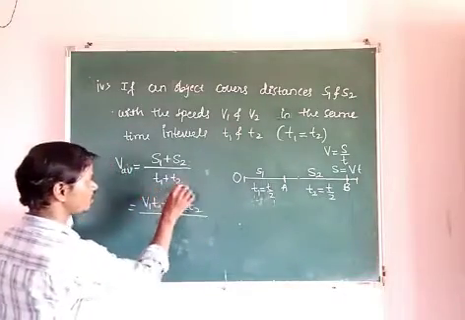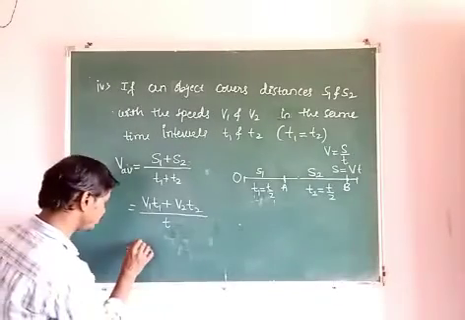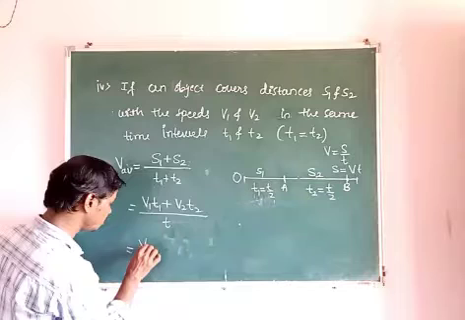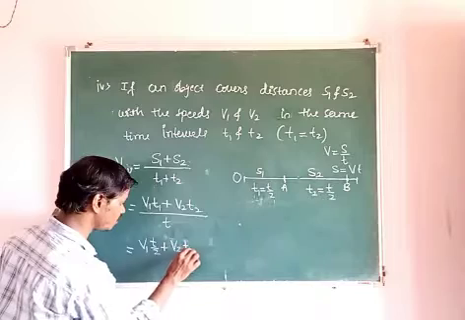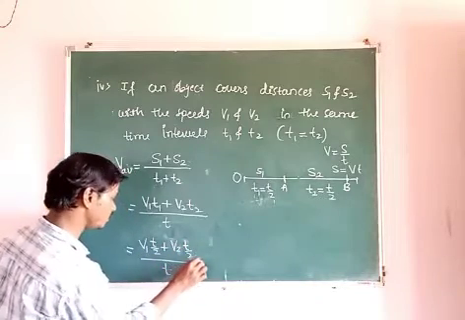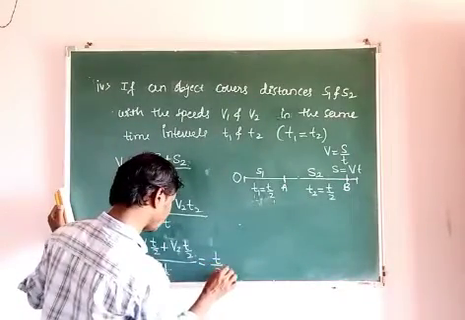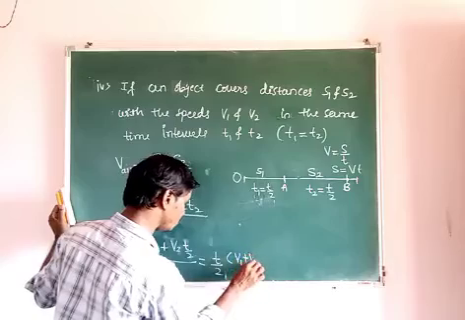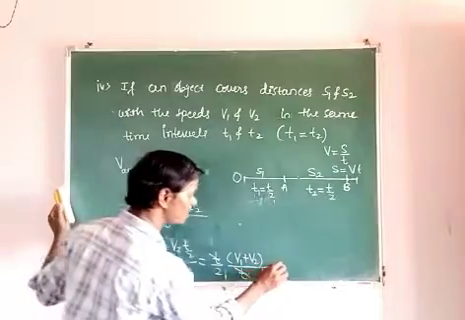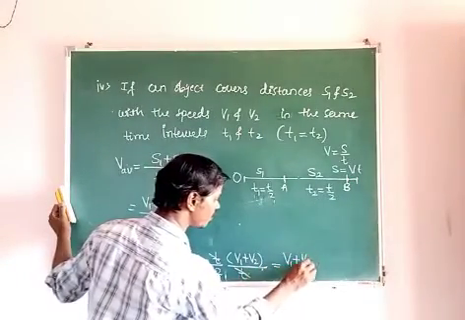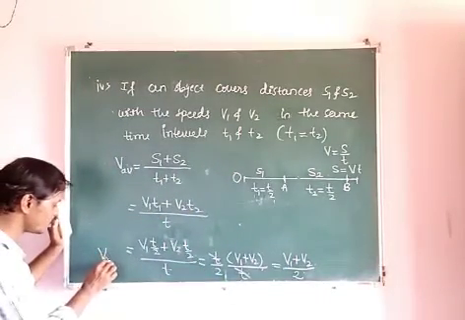Divided by T1 plus T2, which is nothing but T, the total time taken. What about T1? T1 is T by 2, and T2 is also T by 2, whole divided by T. Then here what is common? T by 2 is common. So V1 plus V2 divided by T. Then T gets cancelled. Then we will get V1 plus V2 divided by 2. Okay.